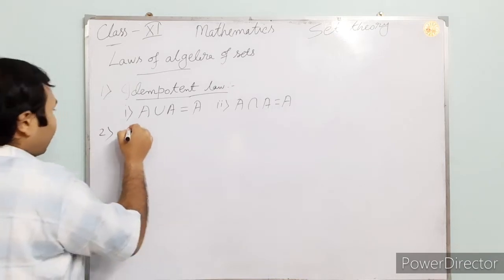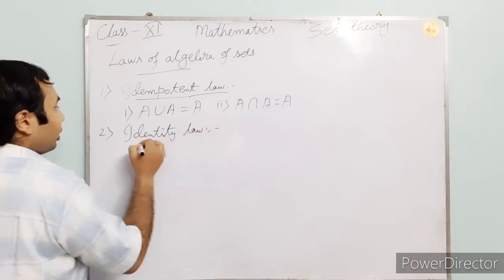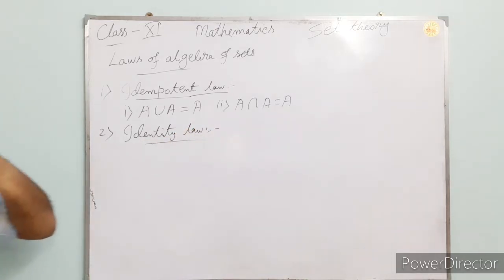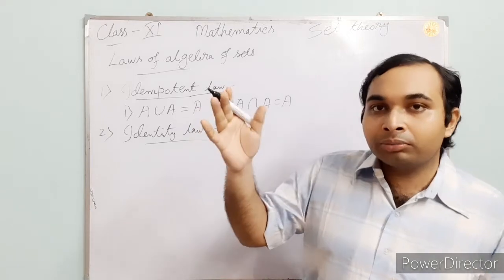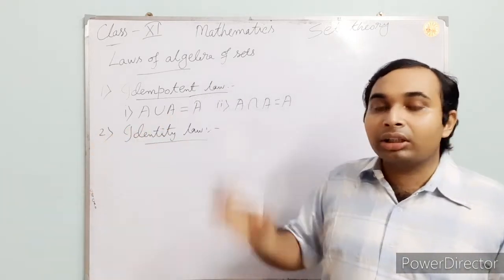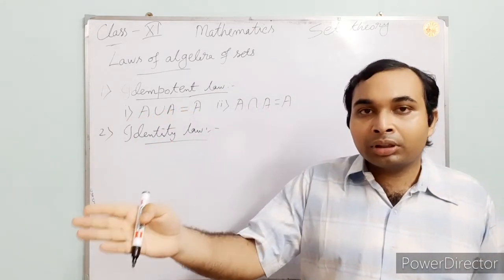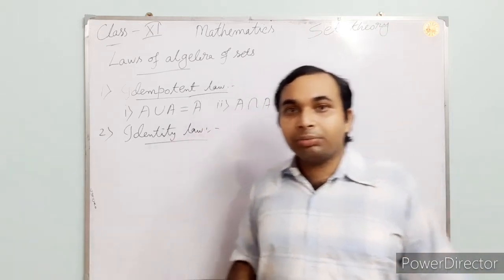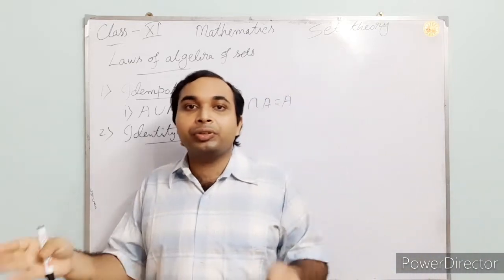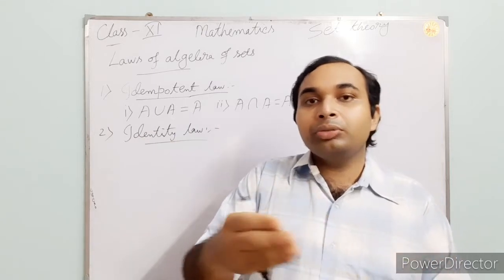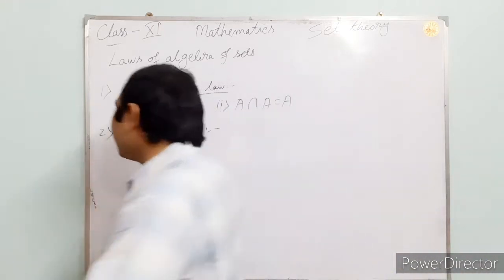Number 2, the identity law. Actually, two identities are there. For union, one identity is there, and for intersection, another identity is there. You know from previous classes, class 9 and class 10, what the identities are. The multiplicative identity is 1 only, and the additive identity is 0 only. For the additive identity, A plus 0 equals A, where A is a number. Whatever the identity, if you do that operation with a number, you get that number only. For multiplicative also, A into 1 equals A. That is the rule of identity.